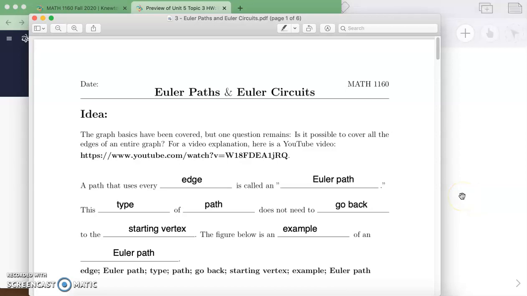Unit 5, Topic 3, Euler Paths and Euler Circuits. The main idea: the graph basics have been covered, but one question remains. Is it possible to cover all the edges of an entire graph?